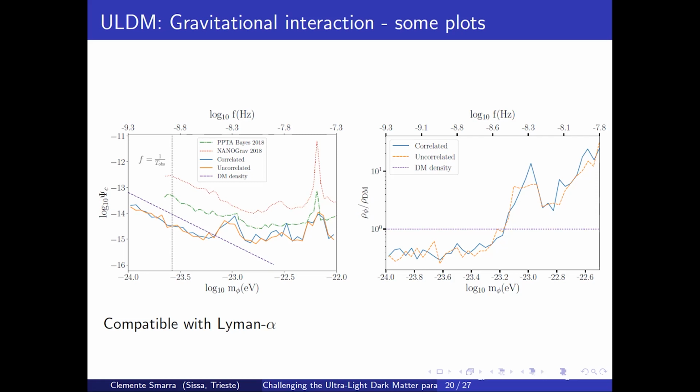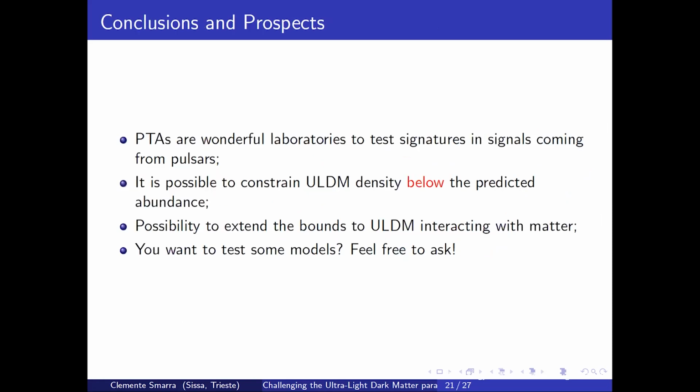What does this mean? Looking at the right plot, we can see that we are able to constrain the abundance of ultralight dark matter below the observed dark matter abundance. So if ultralight dark matter of this mass interval were there, it could not constitute the whole dark matter. So we need to account for something else. And this is the main message that I want to convey.